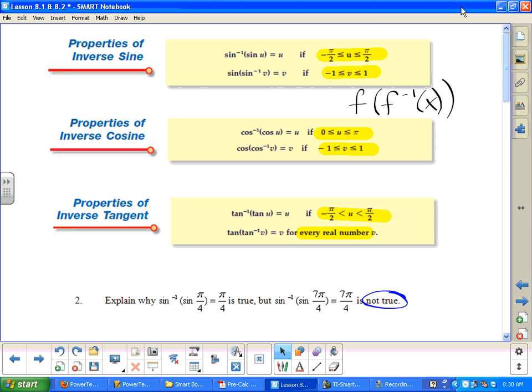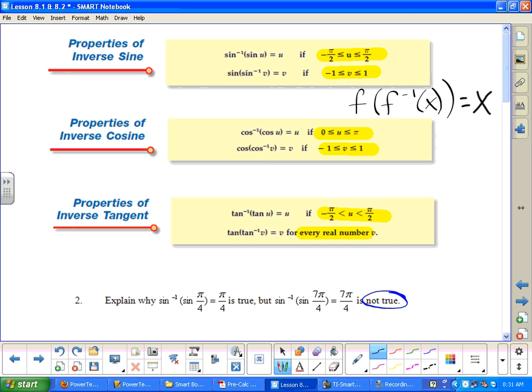Okay. Properties of inverse sine, cosine, and tangent. So these are composite functions. Remember working with composite functions? Okay. If I do f of f inverse, I should get what? X, because these are reflections over the line y equals x. So if I put them together, then I should actually get that line y equals x.